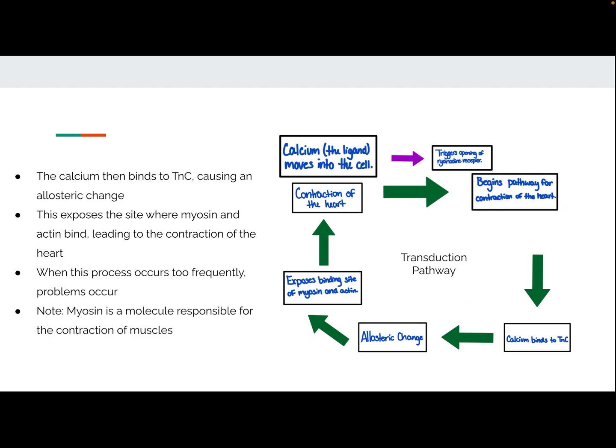When this process occurs too frequently, problems occur. And it's important to note that myosin is a molecule responsible for the contraction of muscles.